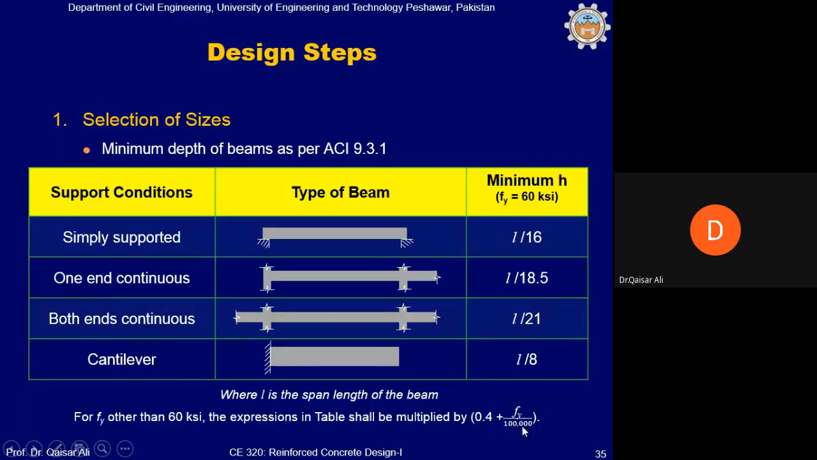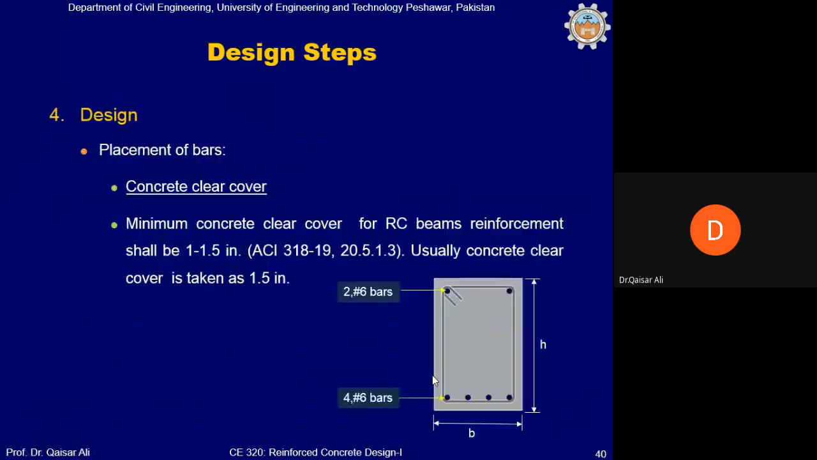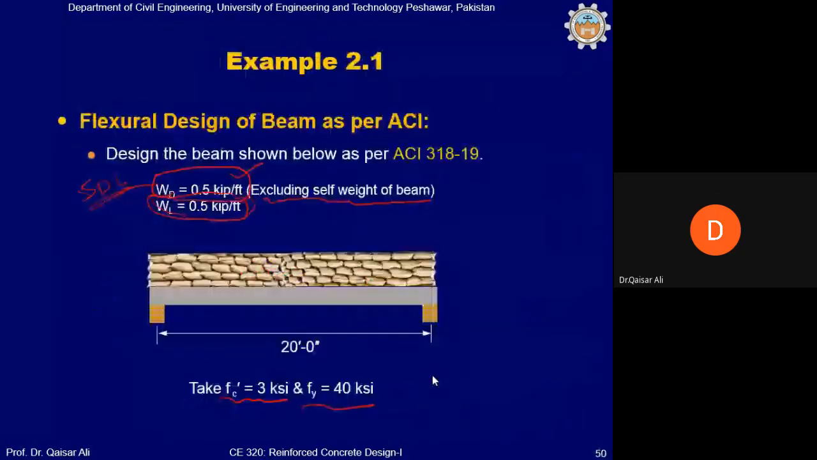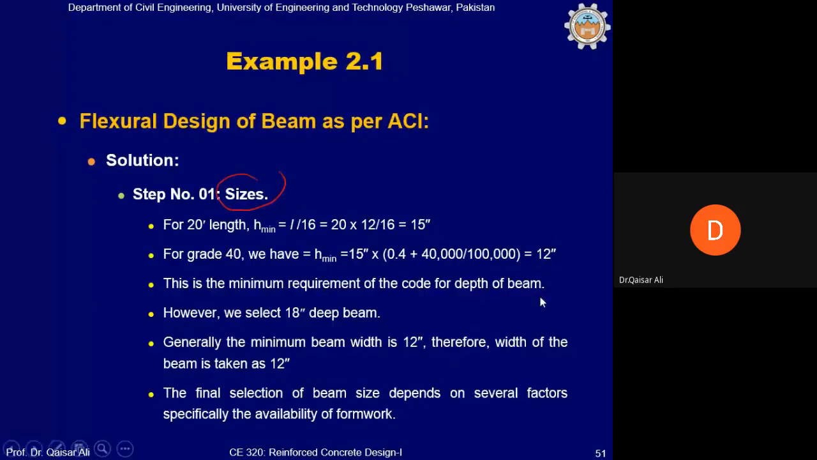That is 0.4 plus Fy divided by 100,000. So for 40 KSI, this will be 40,000 divided by 100,000. This will give 0.4 plus 0.4. This will become 0.8. So this 0.8 shall be multiplied with these L by 16 in the case of grade 40. Since in the example that we are studying right now, the grade of steel is 40, we will multiply this depth 15 by 0.4 plus 40,000 divided by 100,000, which will further reduce the minimum depth requirement to 12 inch. Now, I say again that you can select any depth, but more than this one.